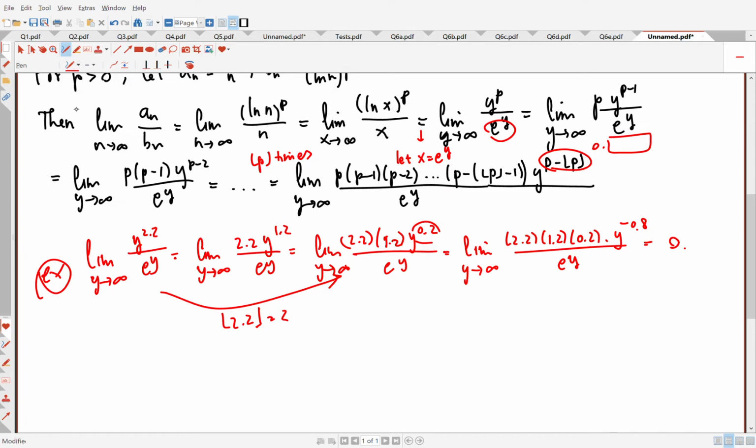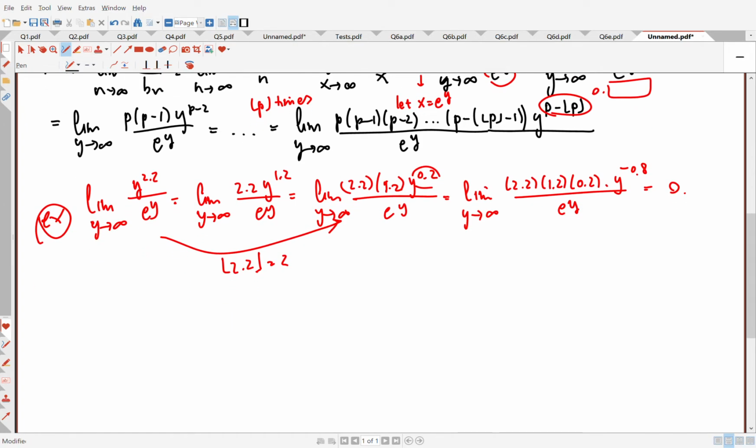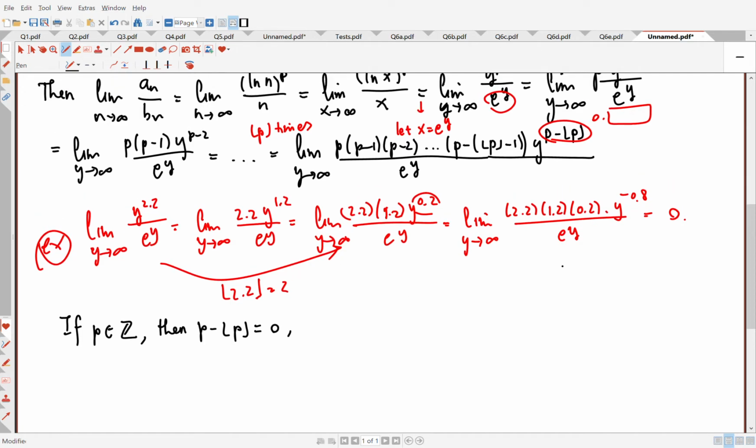Okay, so we can say that if p is an integer, then p minus floor p will be 0, and the limit as n tends to infinity of an over bn will be the limit as y tends to infinity of p factorial divided by e to the power of y, and this will be 0.